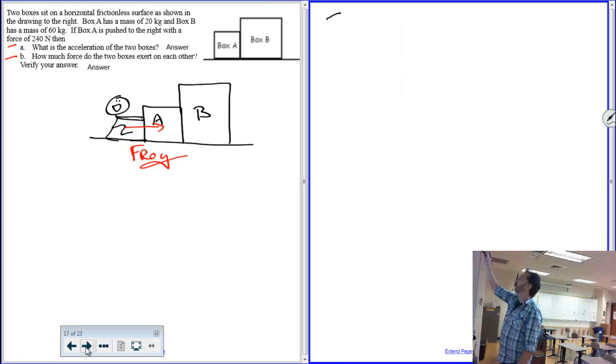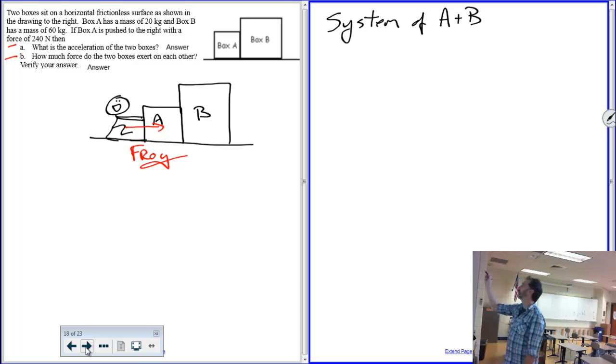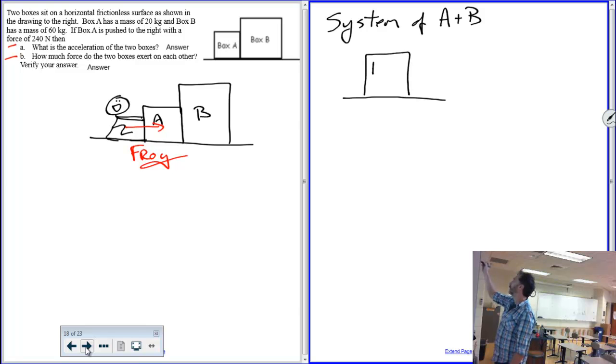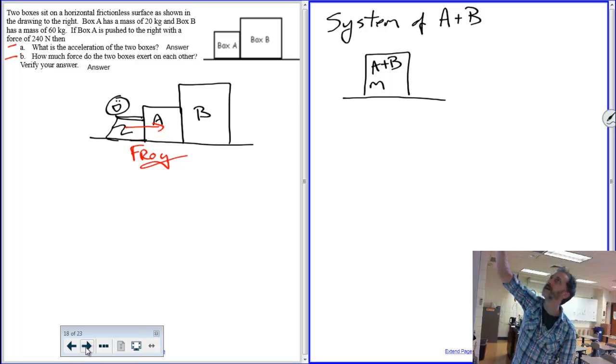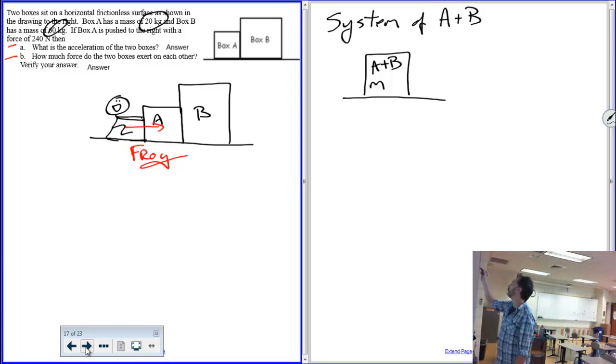So for number 1, let's do this. Let's do the system of object A and B combined. All right, so here we go. So I'm going to draw the 2 objects. So here's A and B combined. All right, they're going to have a combined mass of 20 plus 60, so that's 80 kilograms.